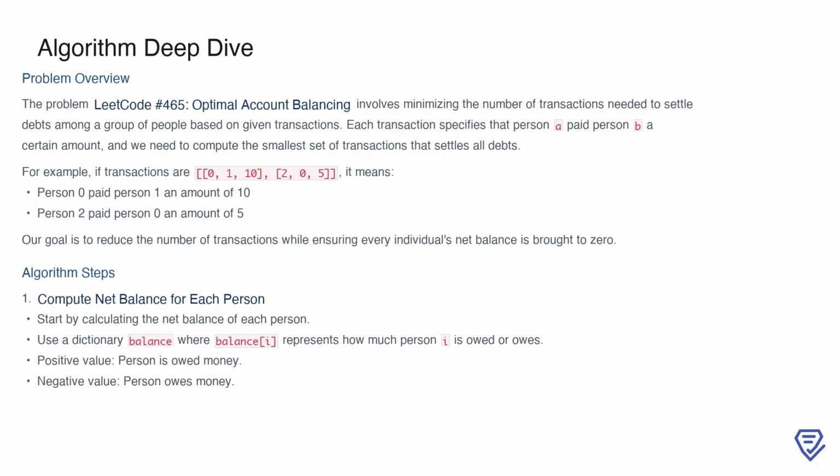We use a dictionary where the keys represent individuals, and the values indicate how much each person owes or is owed. A positive balance means the person is owed money, while a negative balance means the person owes money. This sets the foundation for determining who needs to settle debts and by how much.